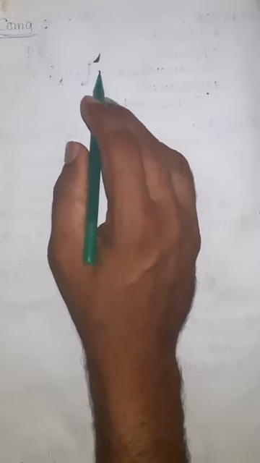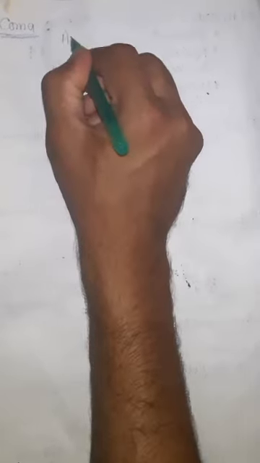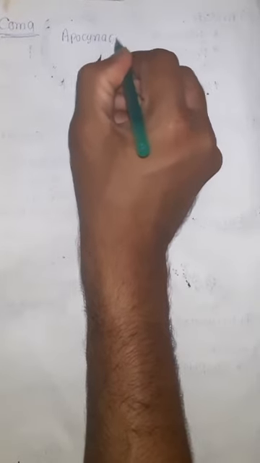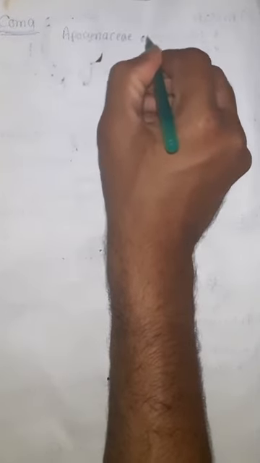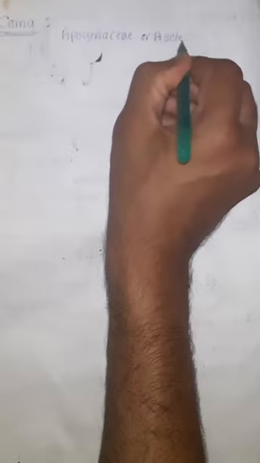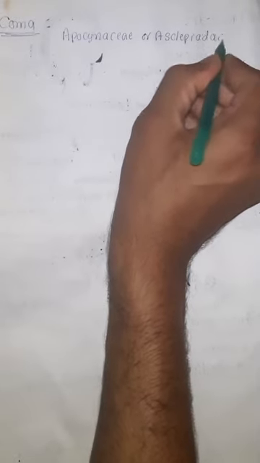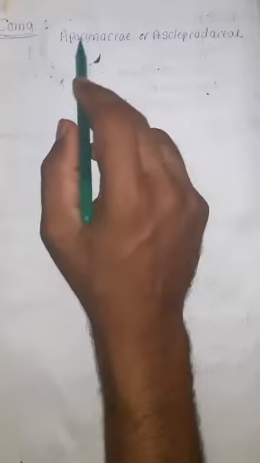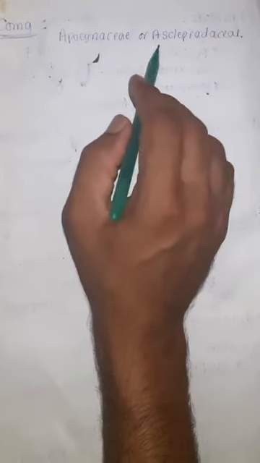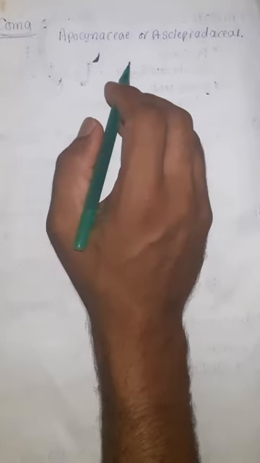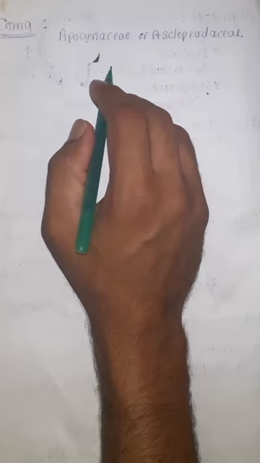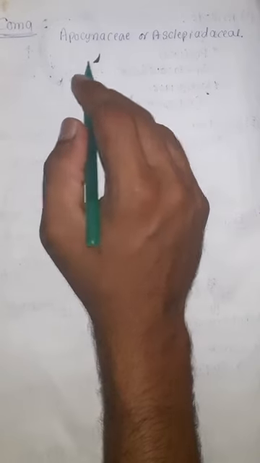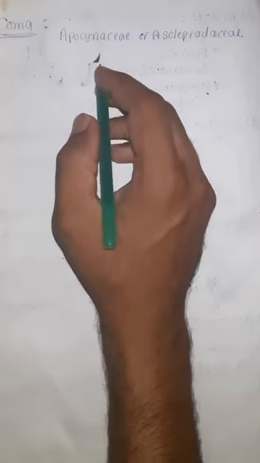Next, coma. Coma we usually see in the family Apocynaceae or Asclepiadaceae. In the members of Apocynaceae or Asclepiadaceae, a tuft of hairs, or coma, is seen originating from the integumentary tissue near the funiculus.